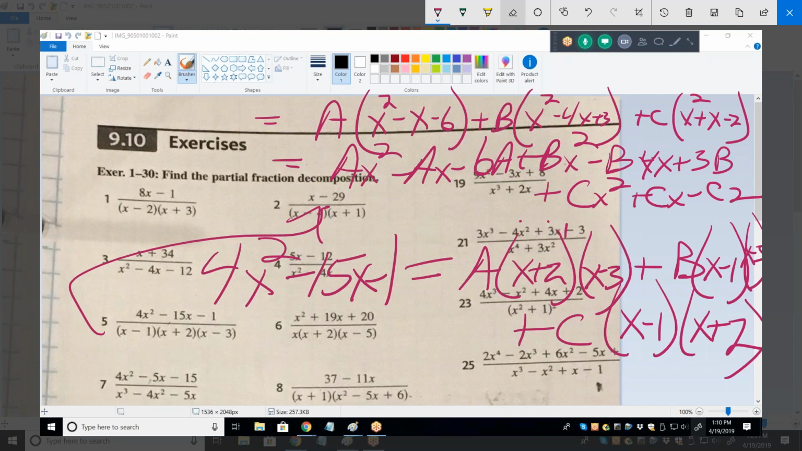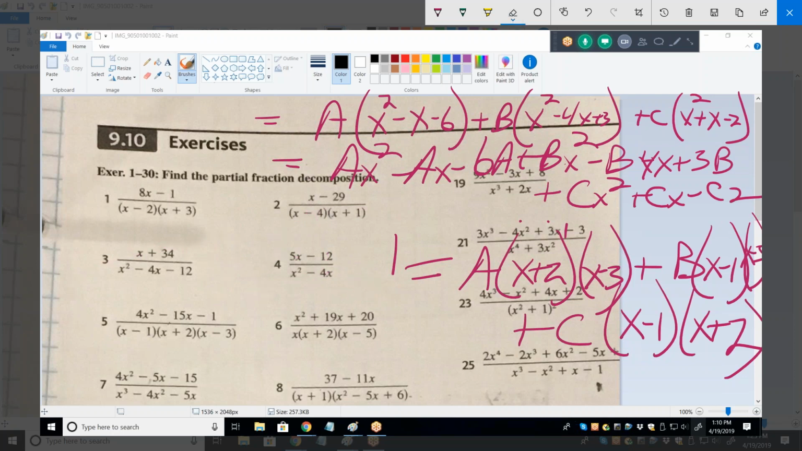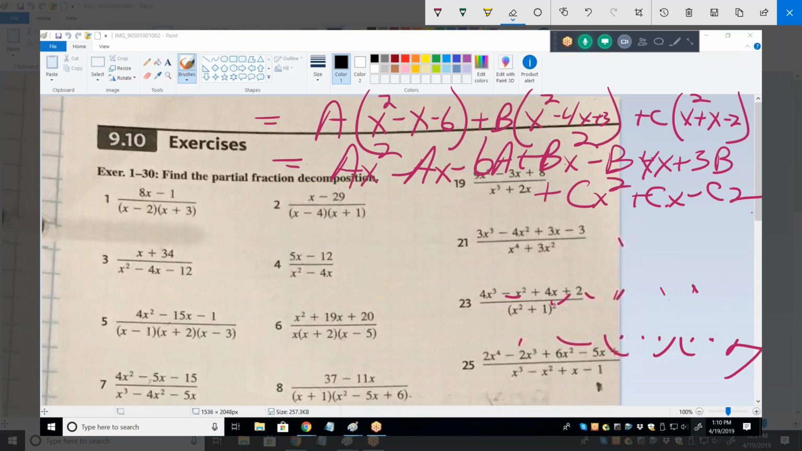Now, what was that all equal to? What was the left side? 4x squared minus 15x minus 1. Okay. Now, what we want to do is distribute, which we did in this bottom step.